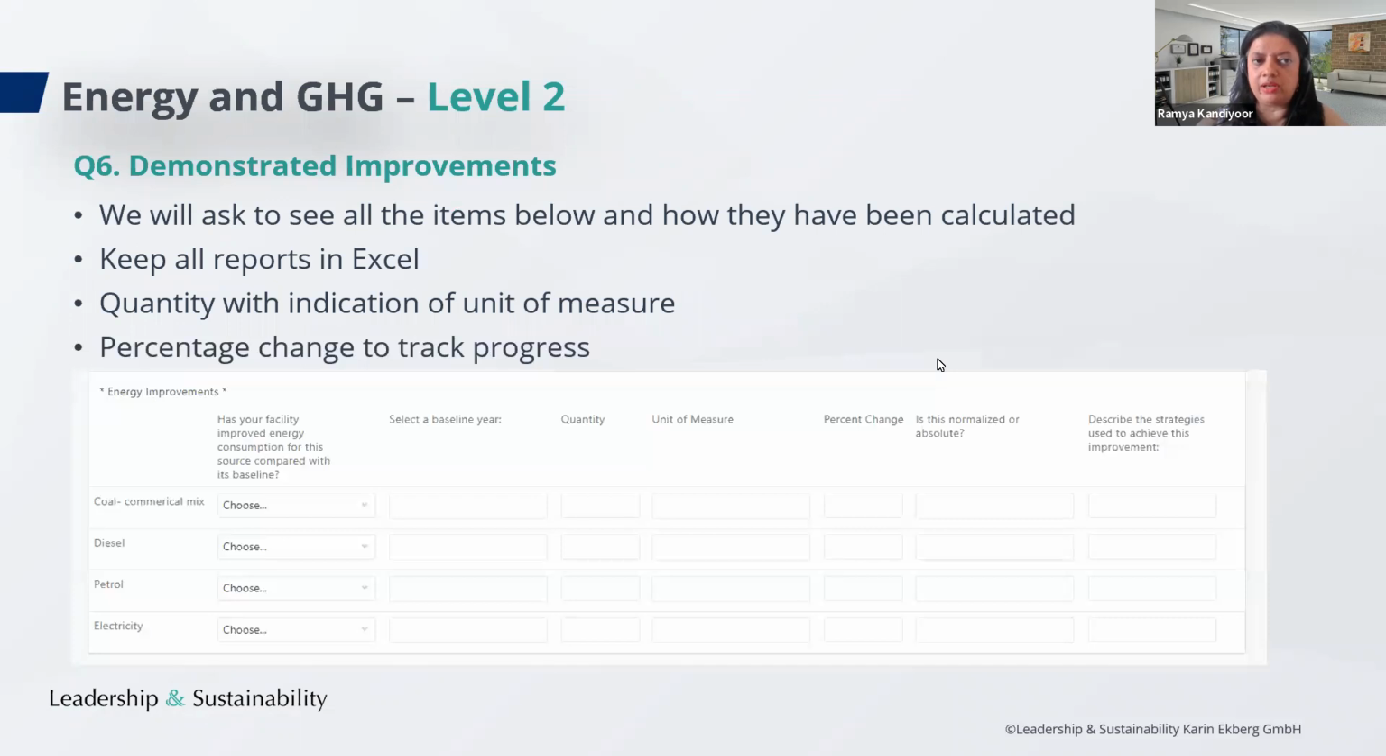Here again, we will request to see all of the items, how they have been calculated. You would require to show the reports in an Excel table. What is the quantity with the indication and the unit of measure? And also you would require to track what is the percentage change that you have made for each of the sources. Here, for example, in this facility, there is coal commercial mix, there is diesel, there is petrol, and there is electricity. For each of these, you can say whether you have made an improvement or not. So you would require to report those parameters where you have made an improvement.